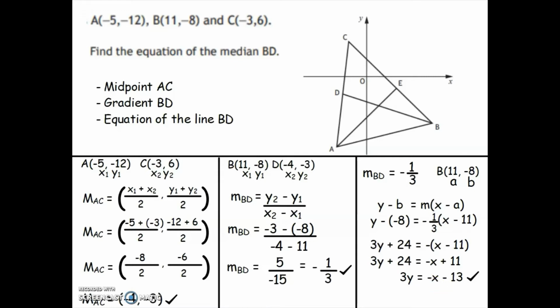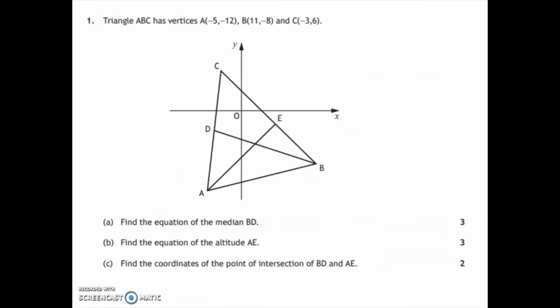So let's look at part B. Part B is altitude of AE. So what do we know about altitude? Altitudes meet at 90 degrees. So this here is going to be a 90-degree angle, which means that you can find the perpendicular gradient to help you out. So we're going to find the gradient of the line CB. We're going to use our fact about perpendicular gradient to get the gradient of the line AE, and this will allow us to find the equation.